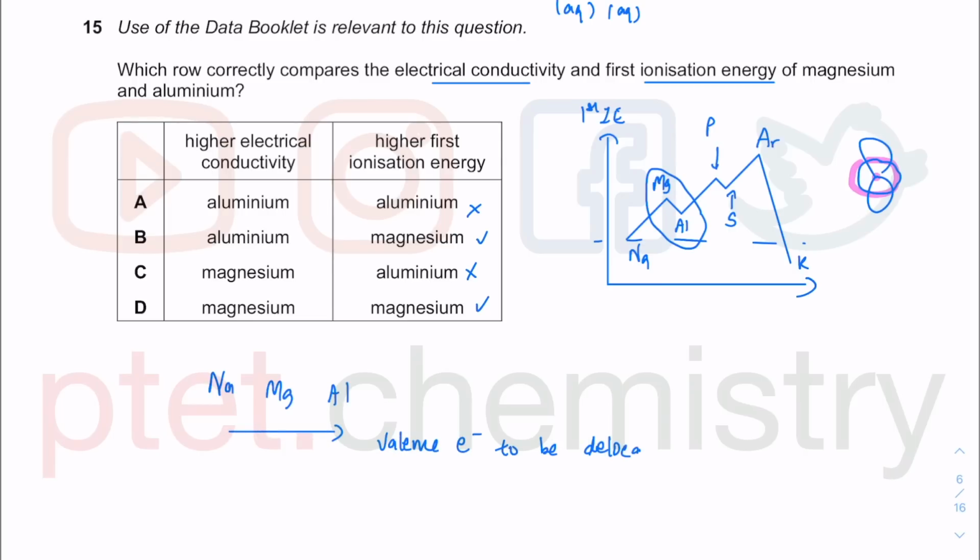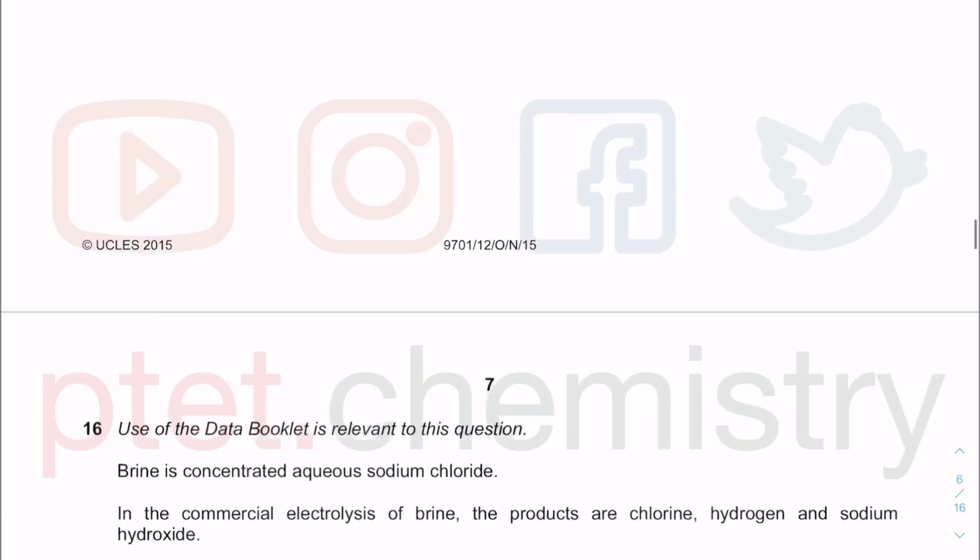The number of delocalized valence electrons would obviously increase going from sodium, magnesium, aluminium, as you go from group 1, group 2, and group 13. So higher electrical conductivity will be aluminium and not magnesium. So B must be the correct answer there.